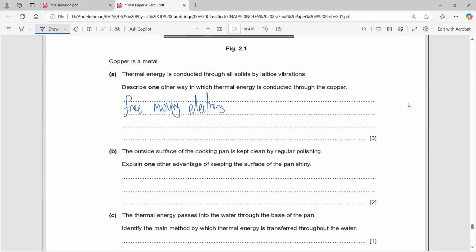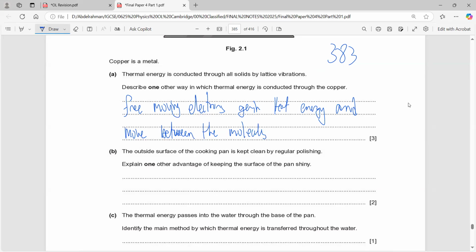Free moving electrons gain kinetic energy or gain heat energy and move between the molecules. You have to say that, between the molecules. They collide with other molecules, increasing their temperatures. Whatever you want. They take the heat from the higher temperature to the lower temperature. As you like.